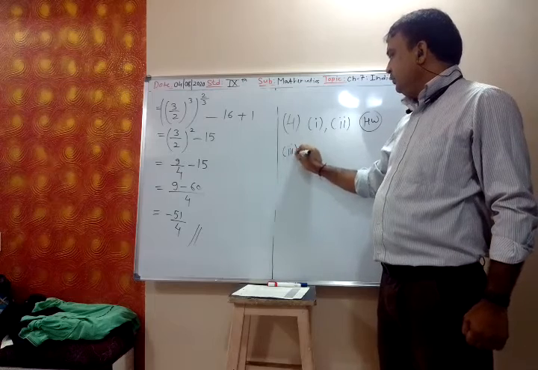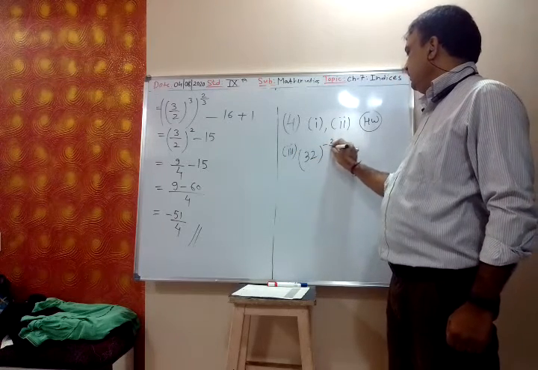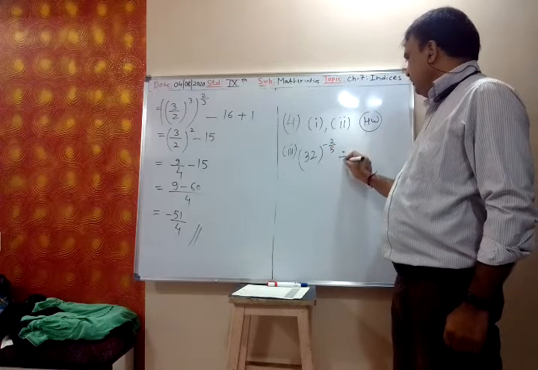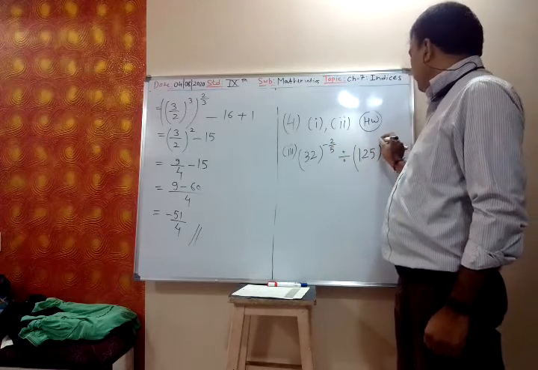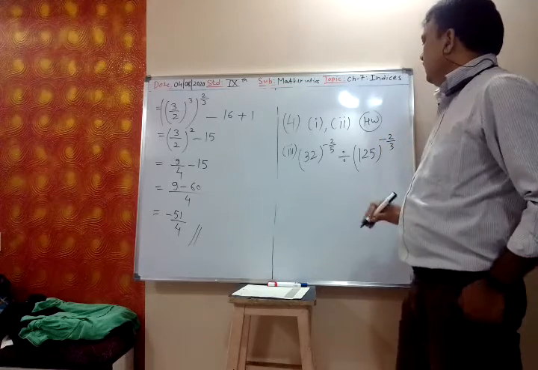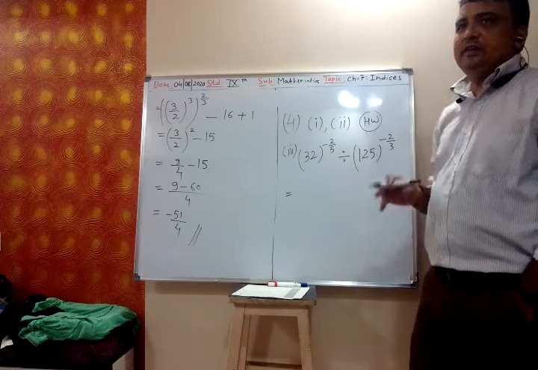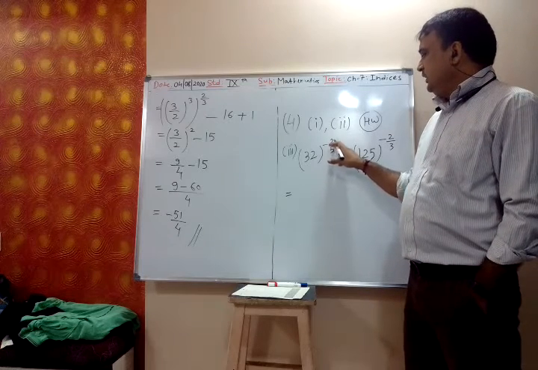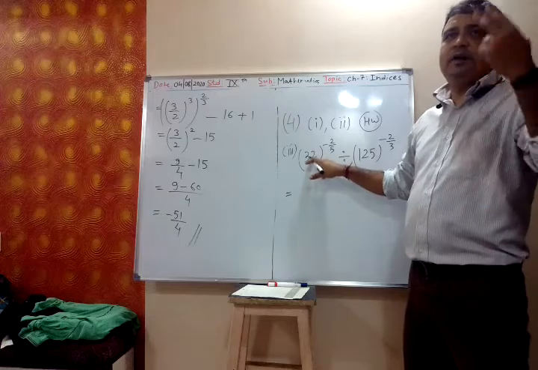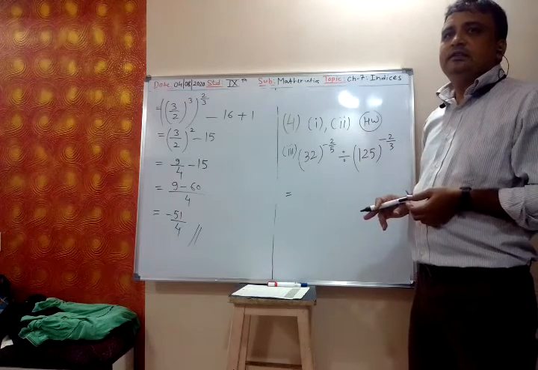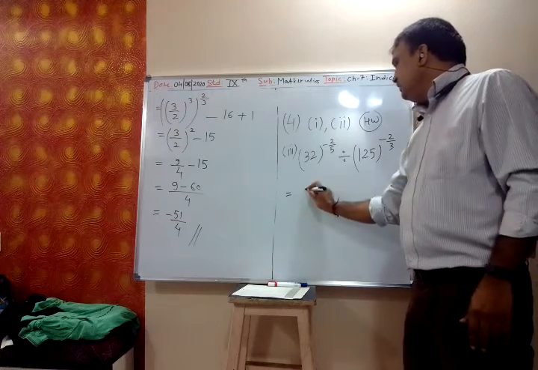Third one: 32 raised to minus 2 by 5 divided by 125 raised to minus 2 by 5. Now see, whenever you see the power as a fraction, you see the denominator is 5. So can I write 32 in terms of power 5? Yes, 2 raised to 5, 2 into 2 into 2, 5 times. So this I can write as 2 raised to 5.